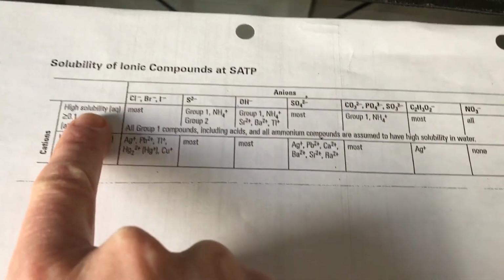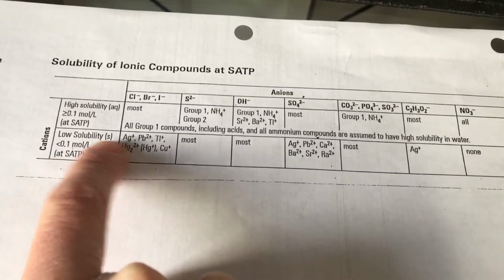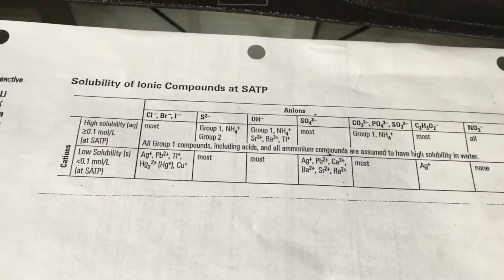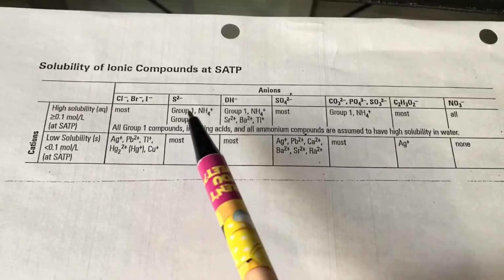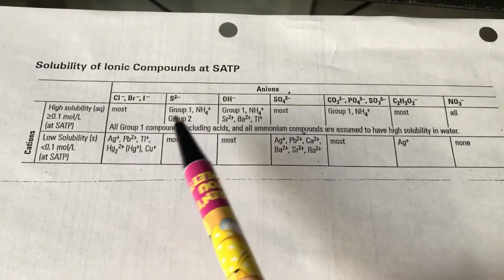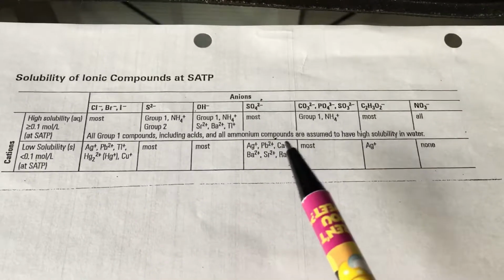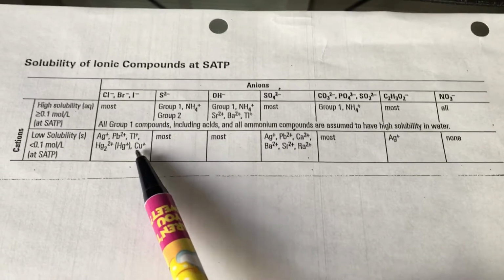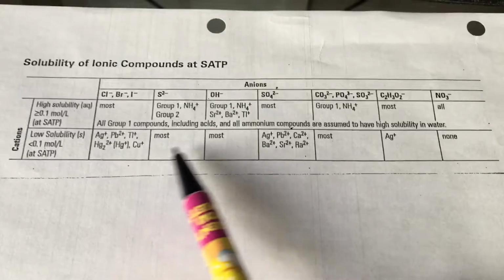Over here you see that it says high solubility aqueous, low solubility solid, and this is referring to the cations. So you'll see all in here we have different cations. So group 1 would be any of the cations in group 1, so sodium, potassium, etc. Group 2 would be any of the ones in group 2, such as calcium or barium. So we also have cations that have very specific charges. This one here is copper 1+, not copper 2+.